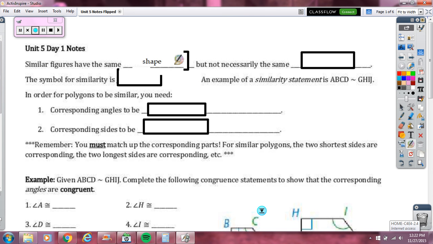Similar figures are objects that have the same shape, but not necessarily the same size. And the symbol that we use for similarity is this squiggly guy here. So an example of a similarity statement would be ABCD is similar to shape GHIJ.